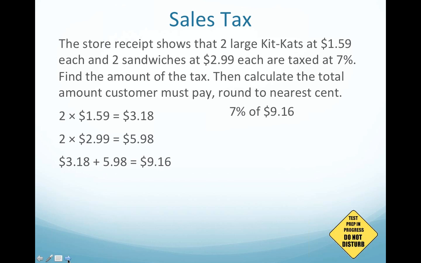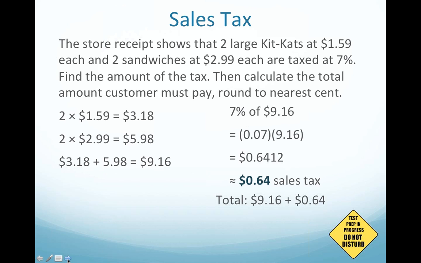960. Then we're gonna multiply it by 7%. Okay, and then that's gonna be our tax, 64 cents. And then we'll add the two together, 980.